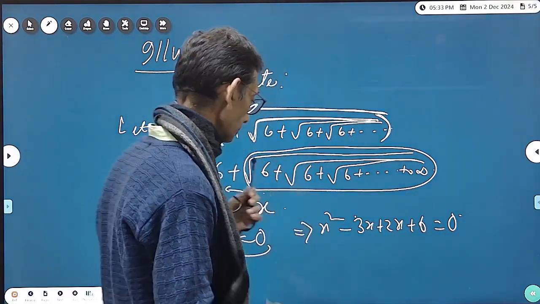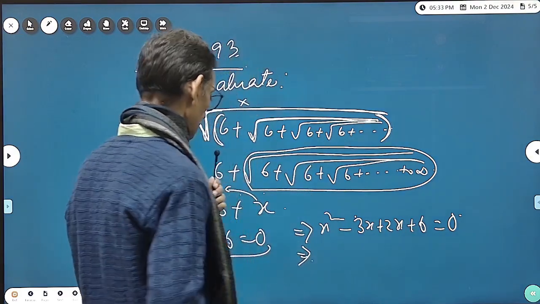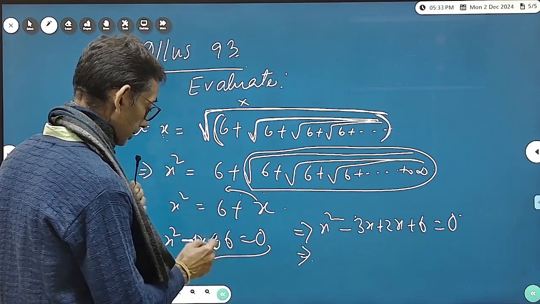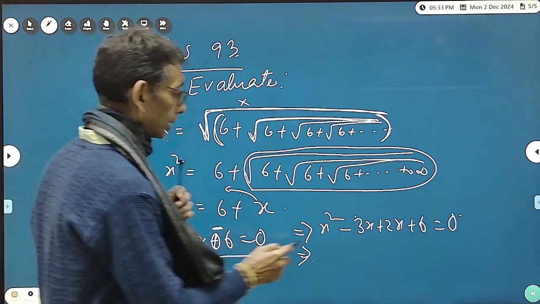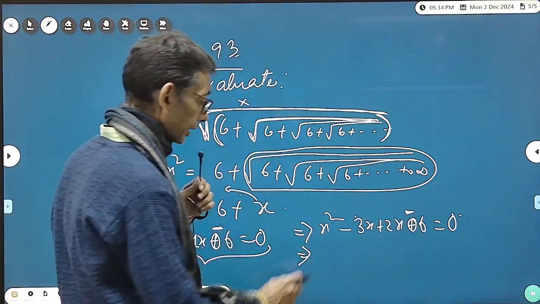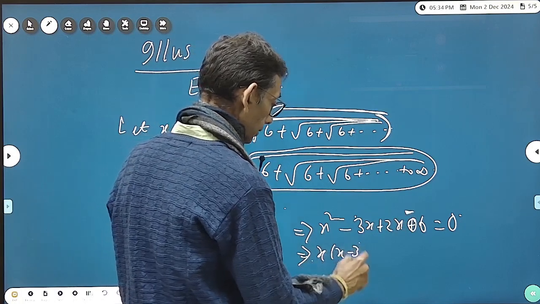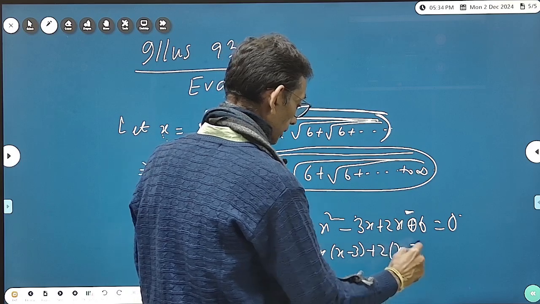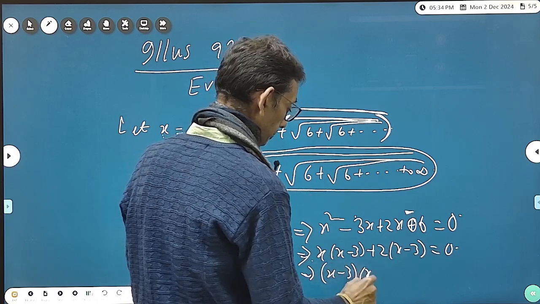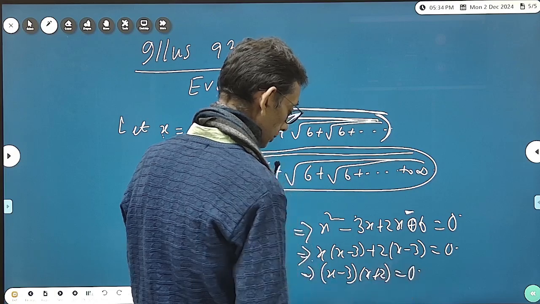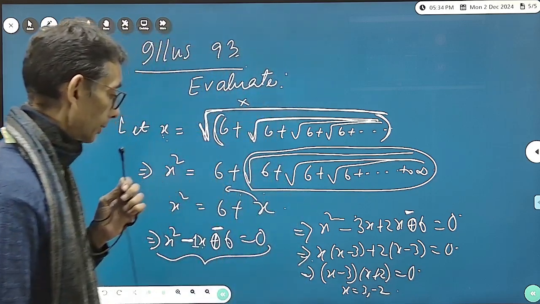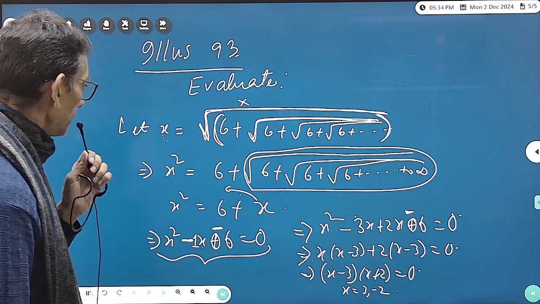Okay. Now you take common. This should be minus, right? There should be 2 minus signs. So you take x common, x minus 3, plus 2 take common, x minus 3 equal to 0. So x minus 3 is common, x plus 2 equal to 0. Done. So x value is 3 comma minus 2. You got the value of x equal to 3 comma minus 2.